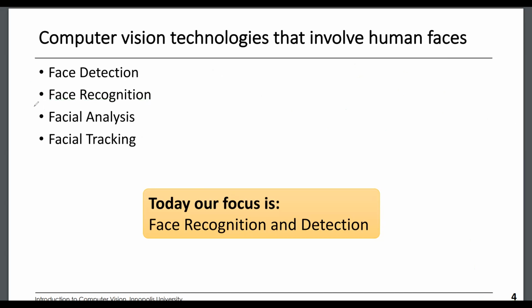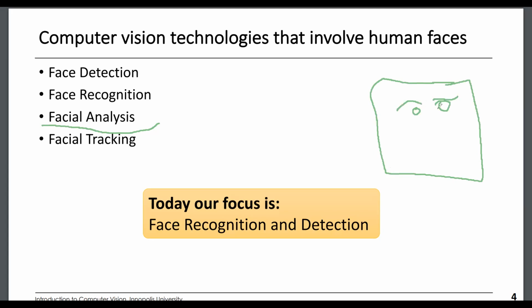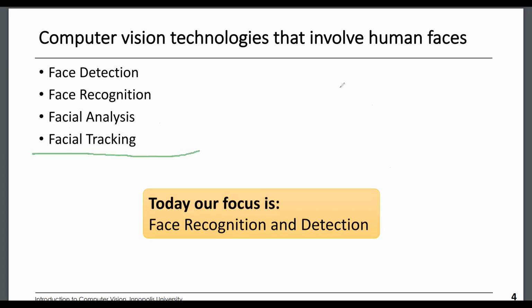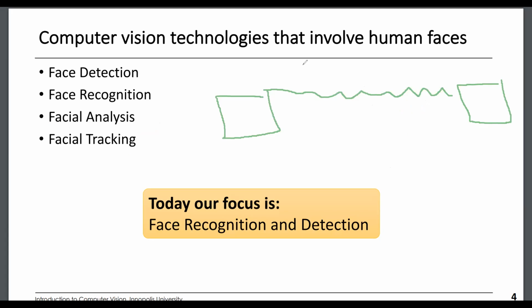It's pretty widely used for many things such as opening your phone. Facial analysis is about understanding the contents of the face, right? So basically, let's say he has green eyes, the age, for example, the nose, the teeth, and analyzing these concepts. Facial tracking is basically you have a face in here and you're tracking where the face is moving inside a video.